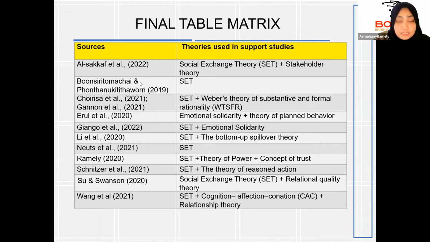If you can see here, my study is on resident support. Let's say you see the yellow column there, theories used in support studies. It means that in support studies, I would say all, except for this one, the rest of the scholars use social exchange theory to examine support. Then in our study, we also can use social exchange theory.